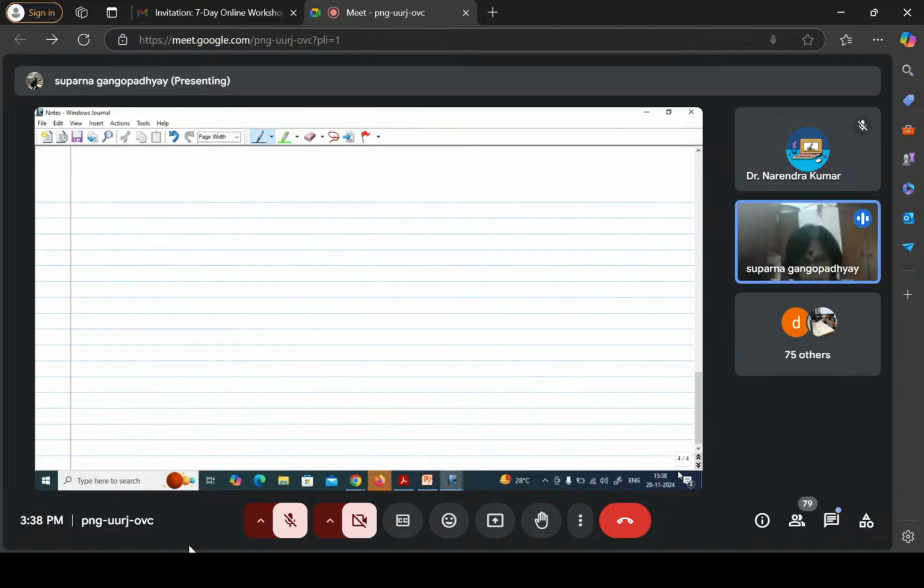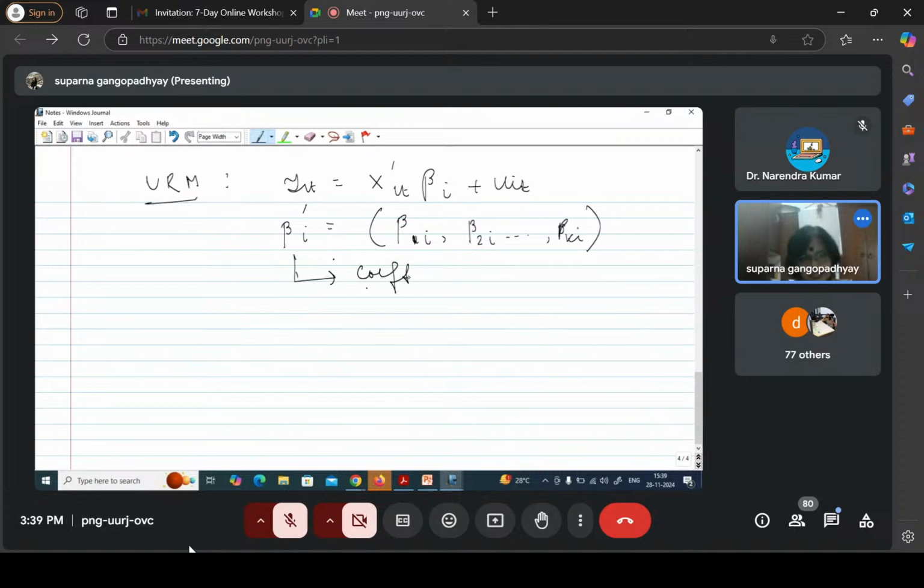For the unrestricted model, I write it as URM, unrestricted model: Y_it as your panel variable equals X prime it beta i plus u_it. And this beta i prime is a vector, like beta 1i, beta 2i. This is the coefficient vector.